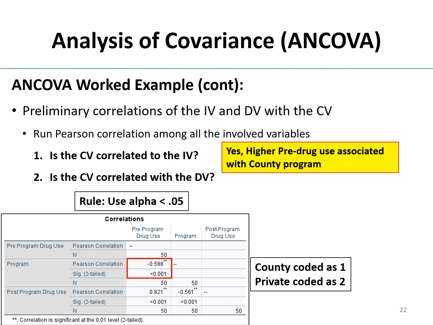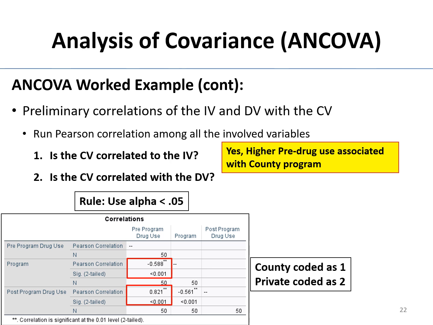Second part, though, is whether that covariate is related to the dependent variable. This is the second piece we needed to establish to be able to say, yes, baseline drug use is a potential covariate. We already know that county has higher baseline, but is your prior drug use related to your subsequent drug use? That's where the correlation between the covariate and the dependent variable comes into effect. There it is. It is a strong correlation.